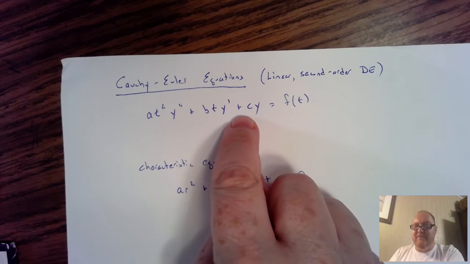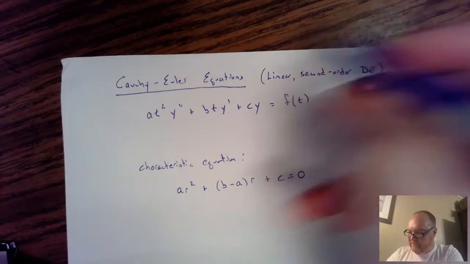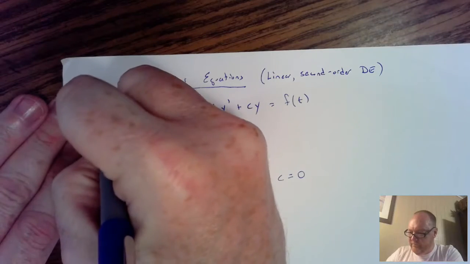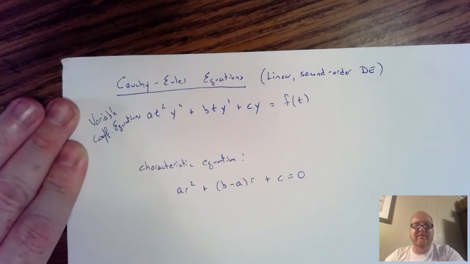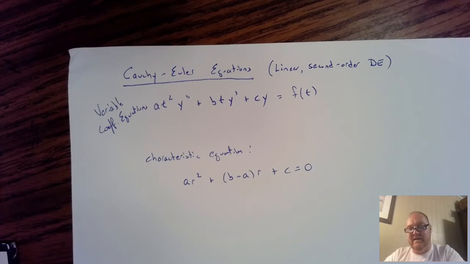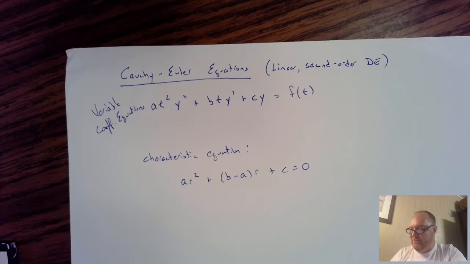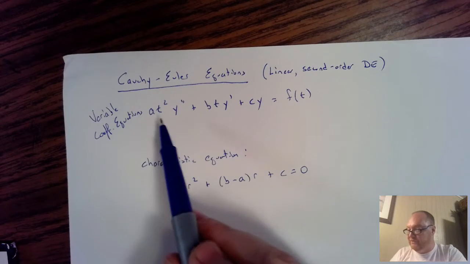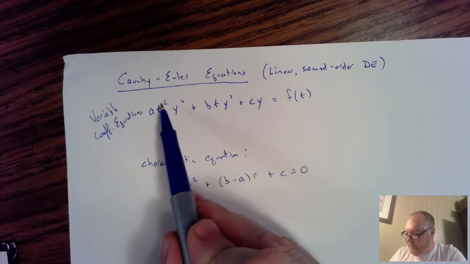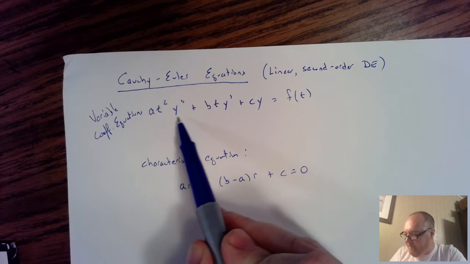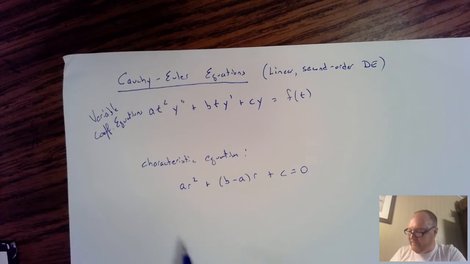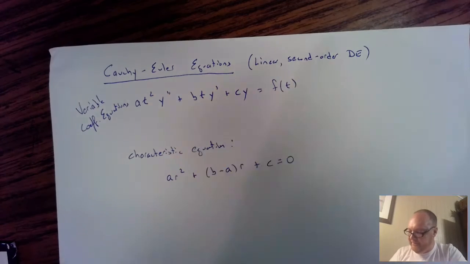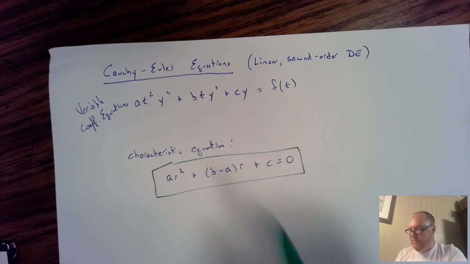These are known as variable coefficient equations. Just like with the other things that we've solved, we have an associated characteristic equation that we want to look at. I've got numerical coefficients a, b, and c. I have a variable coefficient in front of that y double prime, a variable coefficient in front of this y prime, and so on. So my associated characteristic equation looks like this: a r squared plus (b minus a) r plus c.